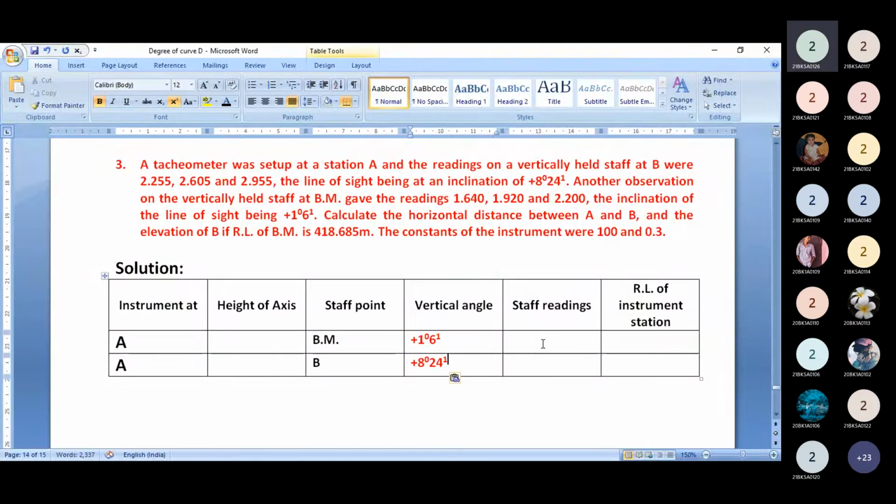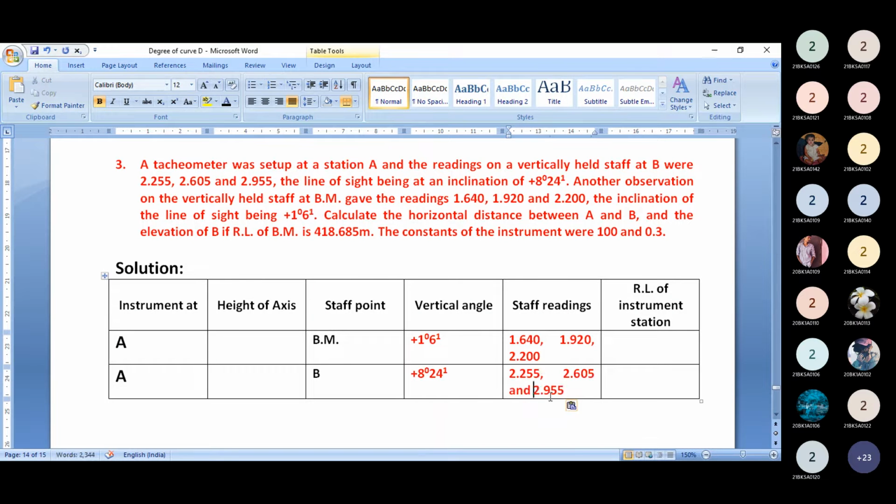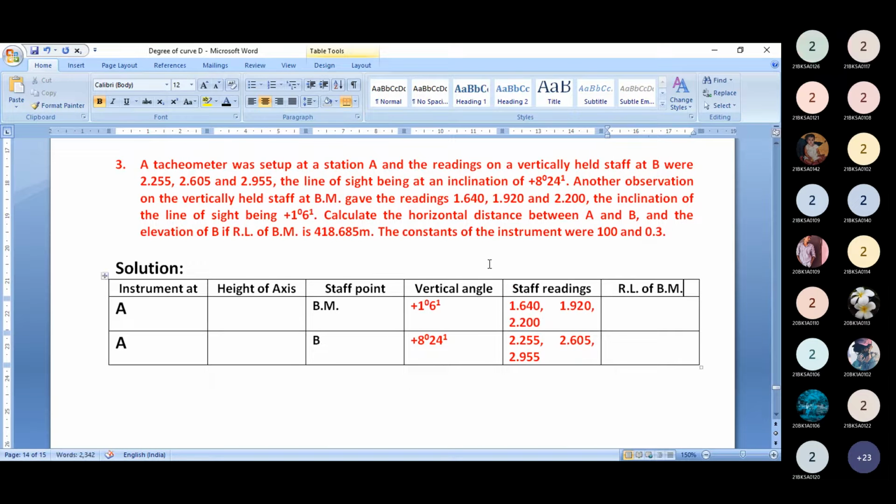And staff readings, in case of benchmark, 3 readings were given. You can see here. And staff readings towards B, 3 readings were given here. You can see here. And the RL of the instrument station is given as RL of benchmark. RL of benchmark for both the cases is the same.